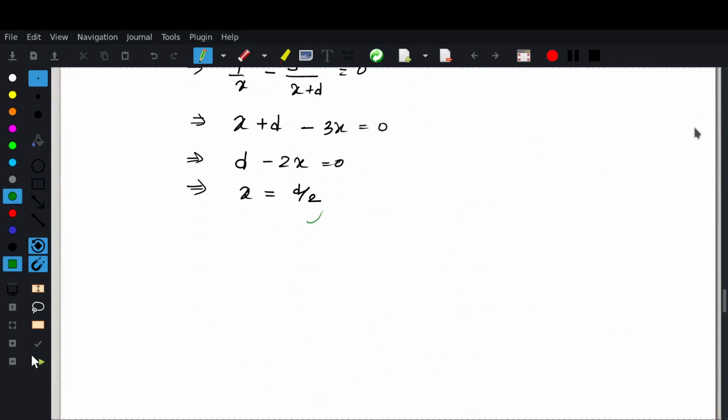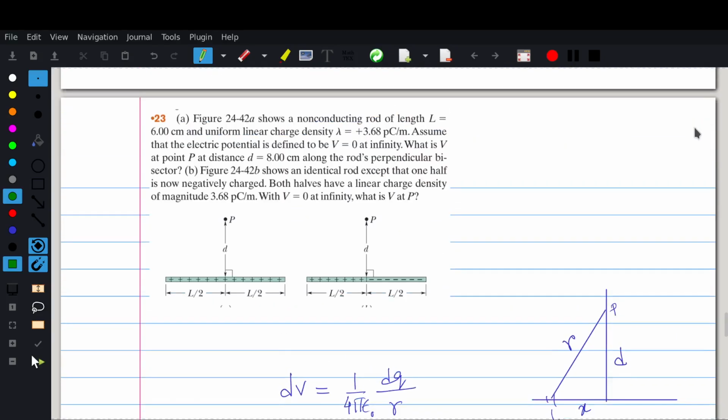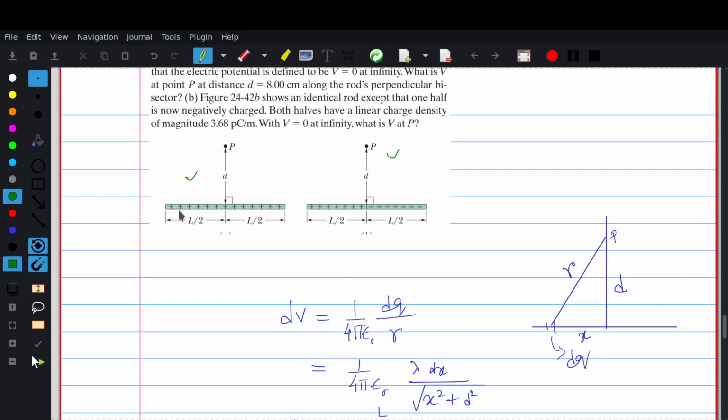Okay, I think I will be able to do a last problem. This is a very interesting problem. It is supposed to be a simple one, and it is about a continuous distribution. So these are two configurations. One configuration has only positive charge along this rod, and another configuration has half positive and half negative.